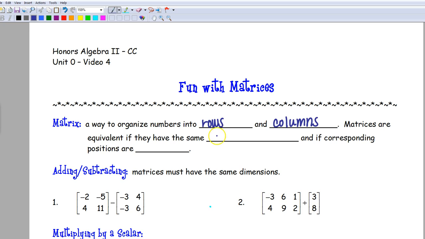Matrices are equivalent if they have the same dimension and if corresponding positions are equal. So basically, if they have the same rows and columns and the same number is in the same place, then we say the matrices are equal.